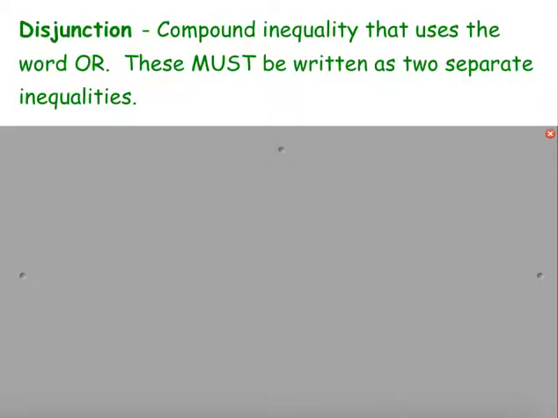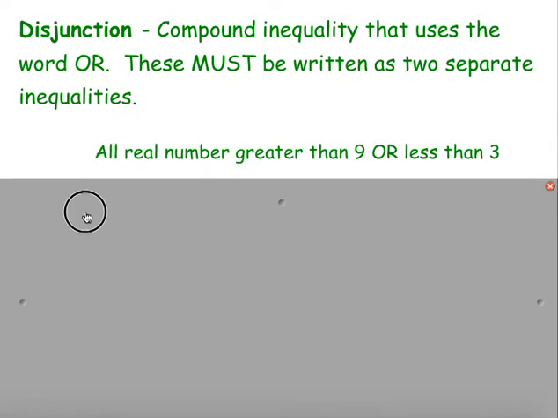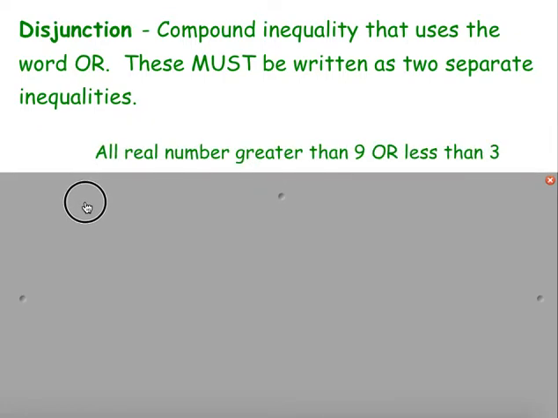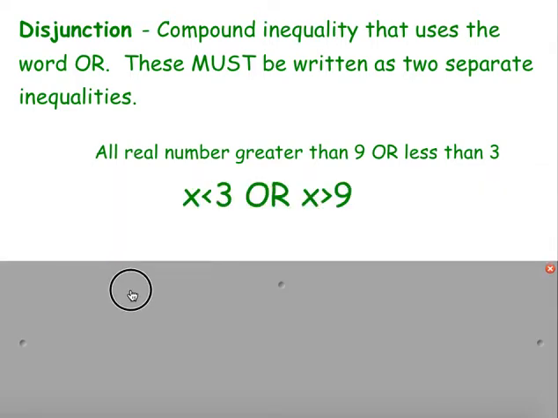All right, now disjunctions on the other side of this, still compound inequalities, but these are two separate inequalities. If we're thinking about number sets, this is like a union because a solution can be in either of the sets, either of the inequalities. They just have to satisfy at least one. So we have all real numbers that are greater than 9 or less than 3, like this.